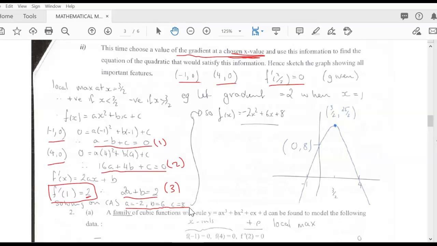So because our polynomial is in this form here, in expanded form or polynomial form, it's just a matter of substituting the value of a, b, and c, as you can see here, back into the equation. So we've got f of x equals -2x squared plus 6x plus 8.